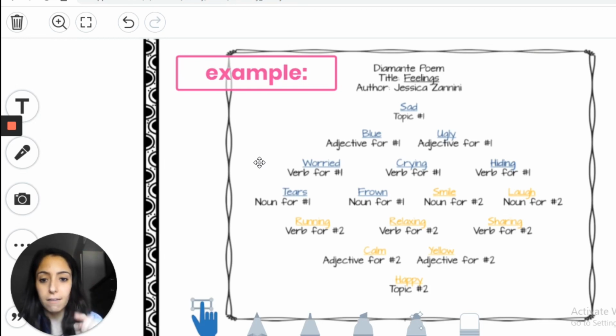And now we're going into the 4th line, and you're going to notice in the 4th line there are 4 nouns. Remember that nouns are people, places, or things, or ideas, right? Those abstract nouns. The first two of the 4 nouns should describe topic number 1. So topic number 1 in this poem is sad. So 2 things that this author picked were tears, right? Those are a thing, and a frown. So both of those things, tears and frown, describe sad, right?